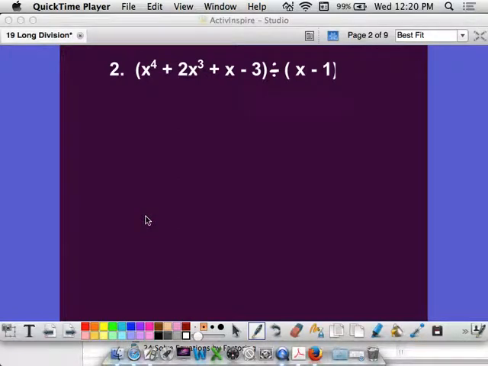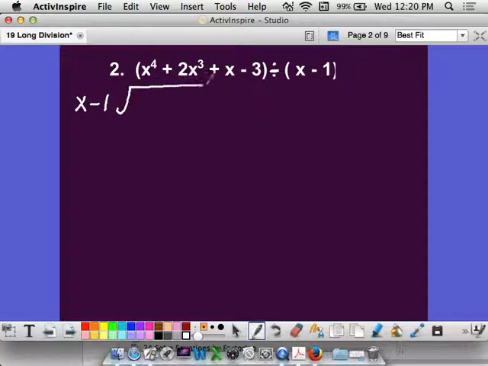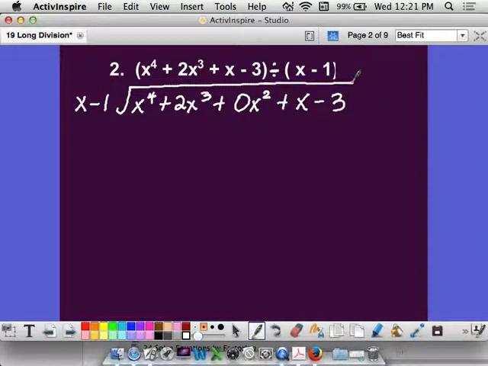I want to continue with polynomial long division. I'm looking right here to see what I'm dividing by, x minus 1, into x to the 4, x to the 3, x to the 2. I'm missing that x to the 2, x to the 1, and that constant, so I'm going to have to compensate for that. When I set it up in long division, I have x minus 1 divided into x to the 4 plus 2x to the 3 plus 0x squared, I don't have x squared, plus x to the 1 minus my constant. So I have to put that in there.